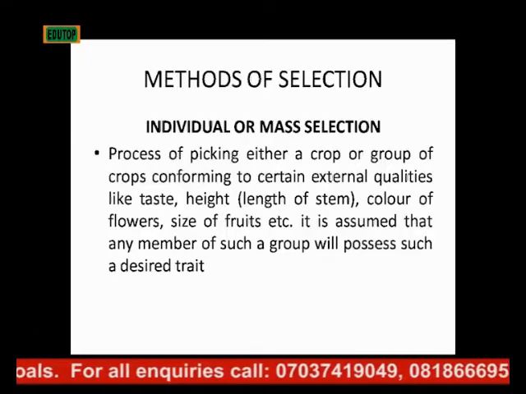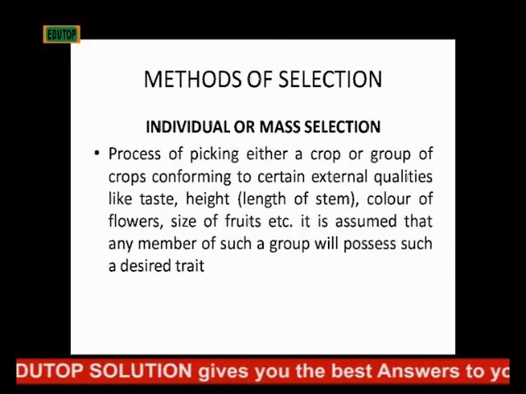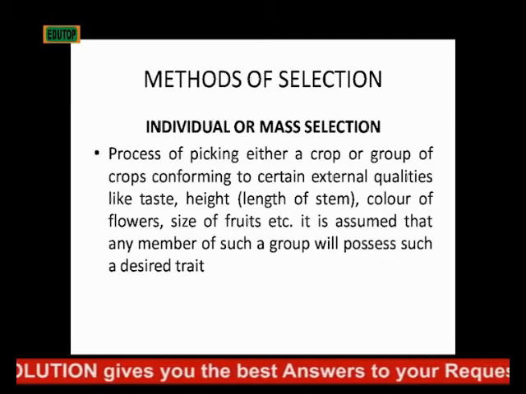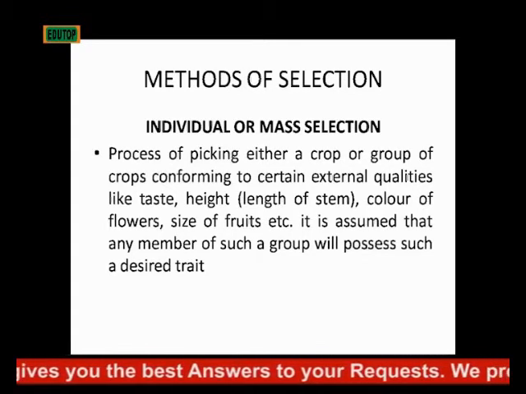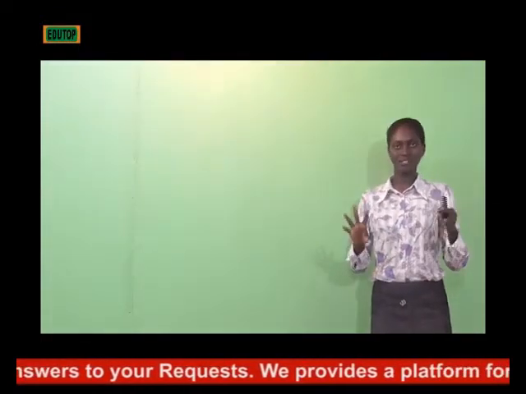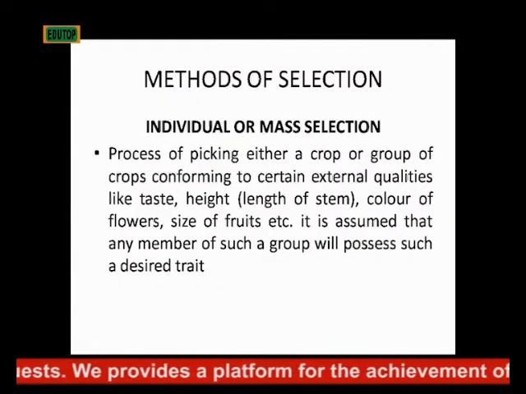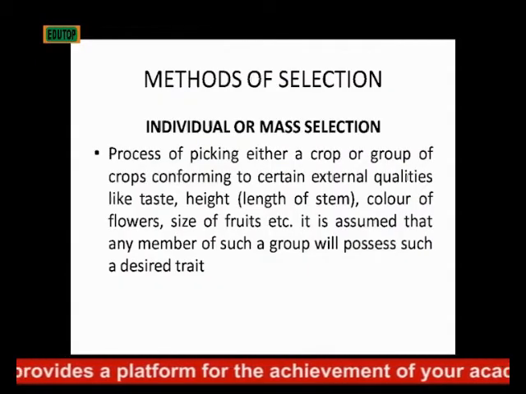Now, the methods of selection. First, individual or mass selection. Individual or mass selection is a process of picking either a crop or a group of crops that conform to certain external qualities. There is something you are looking for as a breeder or as a farmer: a particular taste, a particular height, a particular color, or this size of fruit. So you choose those plants that have the characteristics you have in mind.